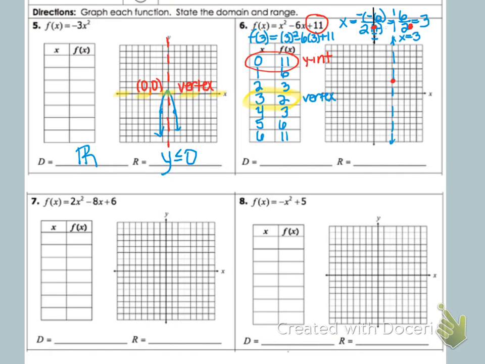In the meantime, we could put some of these other points in there if we wanted to get a better shape of the graph. We could put in 1, 6. And here are these other points from my table. And I can just simply connect them and get my parabola.